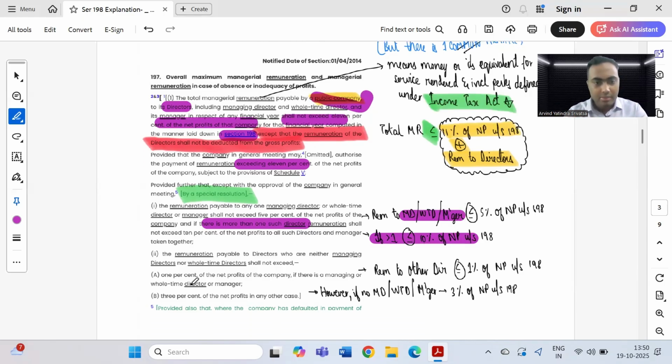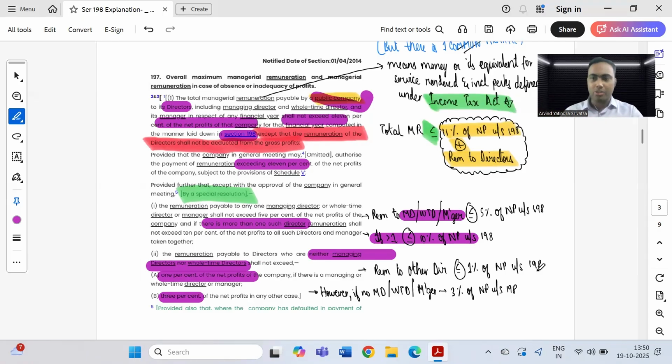Next. The remuneration payable to directors who are neither managing directors nor whole-time directors. Like for example, there is commission for some of your directors in the company. That cannot exceed 1% of the net profits, if there is a managing director or a whole-time director or a manager. 3% in any other case. So for example, let's say I have other directors in my company. So the maximum I can pay to them is 1% of net profit.